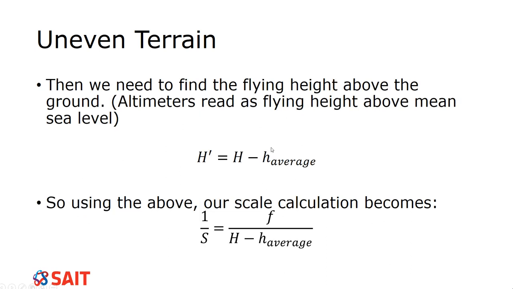Now I'm going to use that value, and I'm going to use my altimeter value to figure out the flying height above the ground. So for those of you who love pushing them all together into one, this is what our scale calculation becomes. We have 1 over s equals the focal length divided by my altimeter reading minus the average height of the ground. And that is really all that you need to do for uneven terrain.